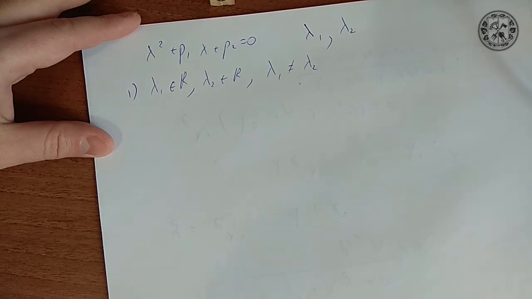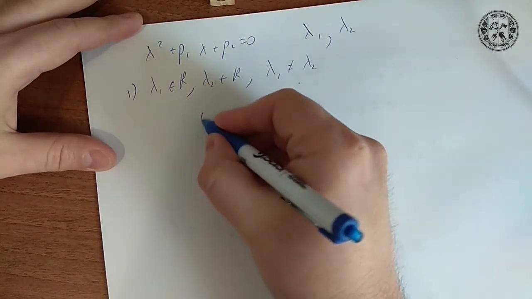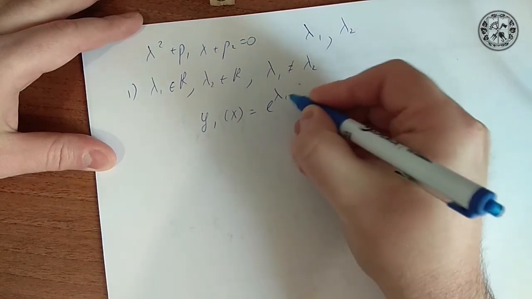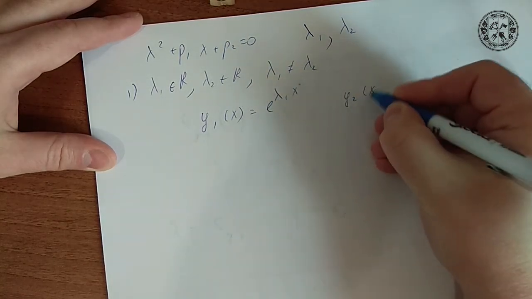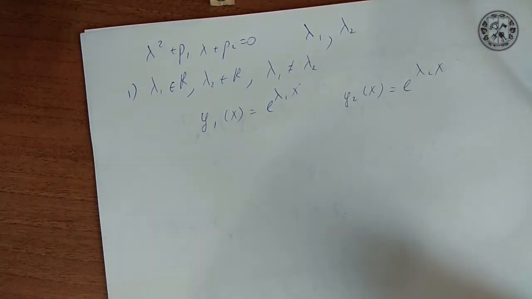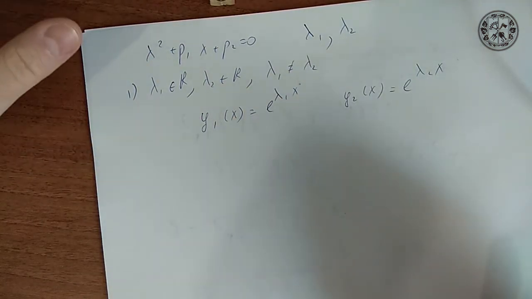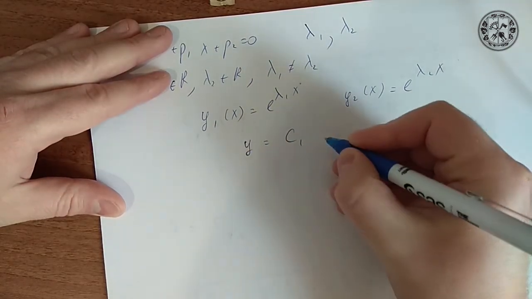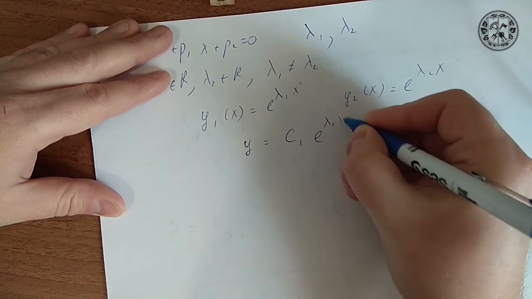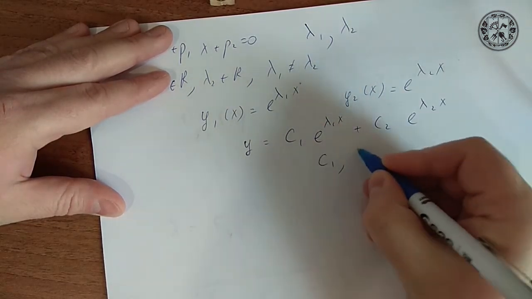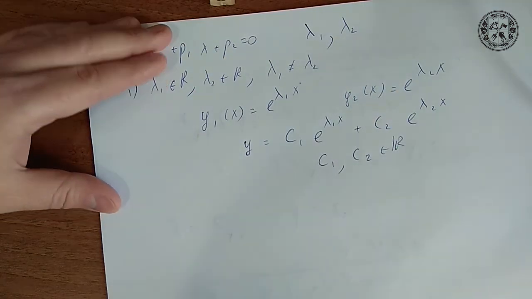The first case will bring us two solutions: y1 of x will be e^(lambda 1 x), y2 of x will be e^(lambda 2 x). And the general solution of the initial equation will be c1 e^(lambda 1 x) plus c2 e^(lambda 2 x), where c1 and c2 are some real constants.